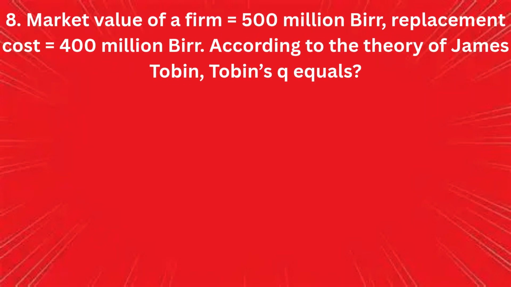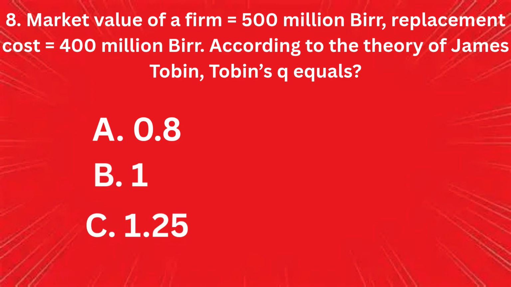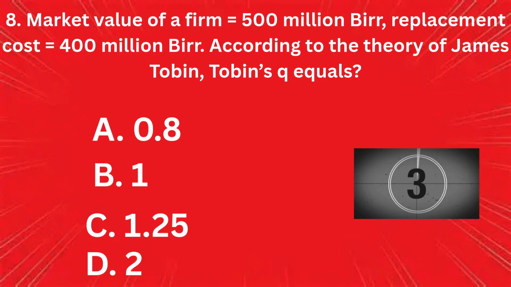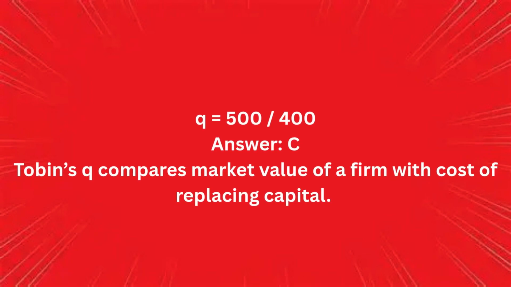8. Market value of a firm equals 500 million birr, replacement cost equals 400 million birr. According to the theory of James Tobin, Tobin's Q equals A. 0.8. B. 1. C. 1.25. D. 2. Q equals 500/400. Answer: C. Tobin's Q compares market value of a firm with cost of replacing capital.